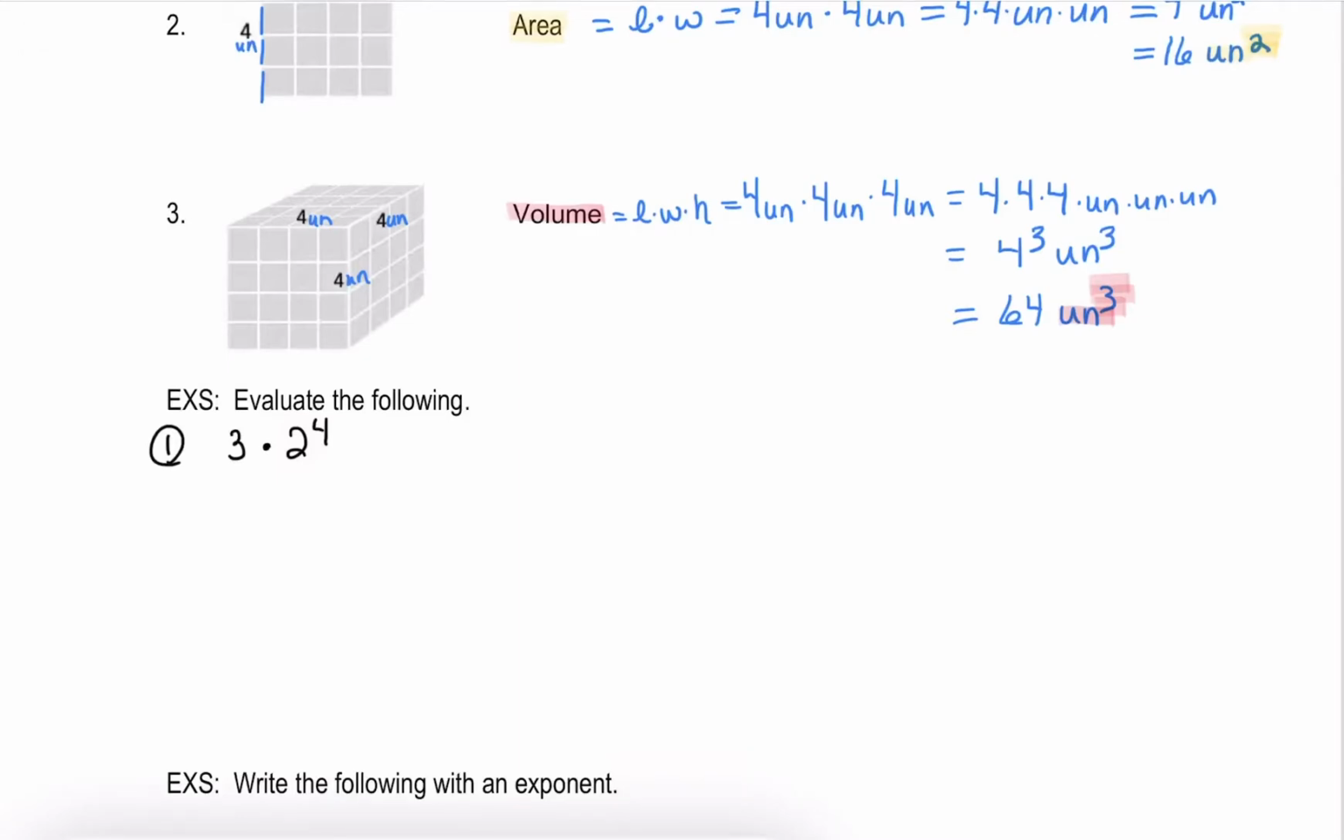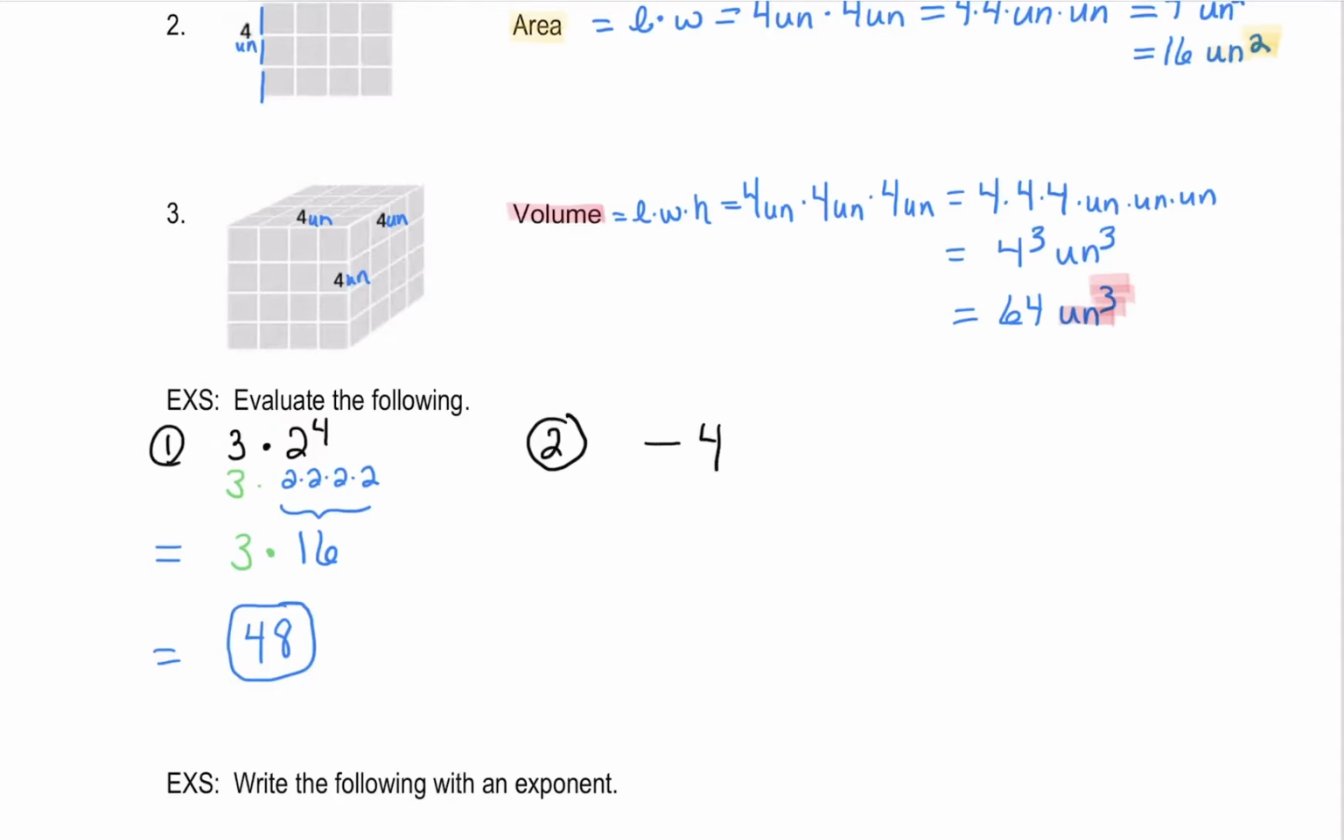Don't get in a hurry and think, oh, left to right, that's going to be 6 to the fourth. The exponent only applies to the number, the base, that is right below it. So we take care of that exponent, 2 to the fourth, which is 16. Then we think of this 3 as what we multiply after we evaluate that exponent. So the 3 times the 16 gives us 48. Don't just quickly go left to right and get out of order of operations. That's something I've seen students do from time to time.